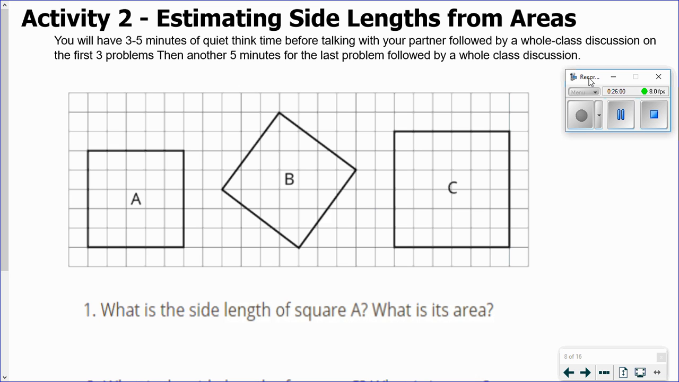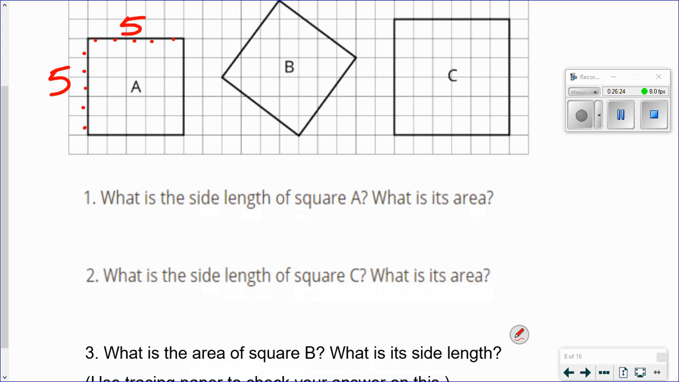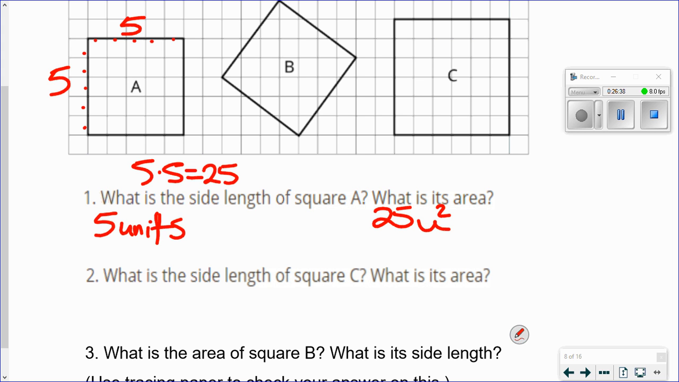All right, with figure A, it's really a nice figure, right? It's a nice square because, again, we can just count out the side lengths. So I count 1, 2, 3, 4, 5. 1, 2, 3, 4, 5. So this is a 5 by 5 square, right? So in number 1, where it says, what is the side length of square A and what is its area? That one was very nice to work with and calculate. The side length is 5 units, right? And we know when we do 5 times 5, we get 25. So the area is 25 square units, okay?